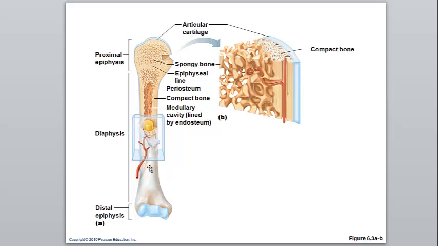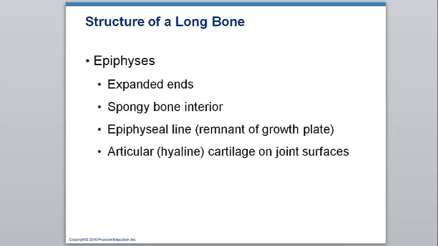Now, this actually also tells you two different textures of the bone. Here you have the soft bone, that's your spongy bone. You can see the honeycomb-like structure over here. And here you have the compact bone. That is the bone that bears weight, and that's the one that splinters. Epiphysis: extended end, spongy bone interior. The epiphyseal line is the remnant of the growth plate.